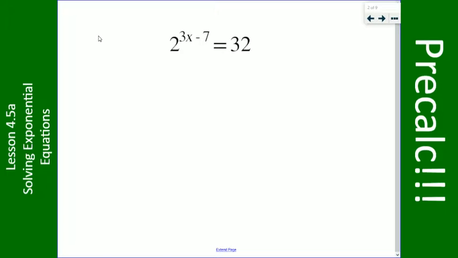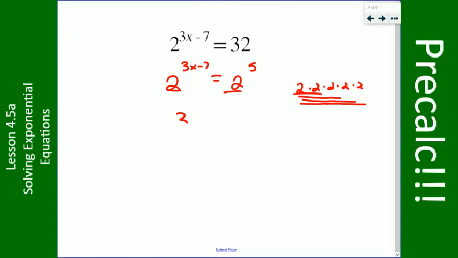So if we leave the left side as it is, 2 to the 3x minus 7th power equals 2 to the 5th, because 2 times 2 is 4, 4 times 2 is 8, 8 times 2 is 16, 16 times 2 is 32. So 2 to the 5th power is 32. Since we have the same base, 2 and 2, the only way for these two to be raised to exponents and be equal is if those exponents are the same. So 3x minus 7 equals 5. The bases just go away if we can make them be the same.